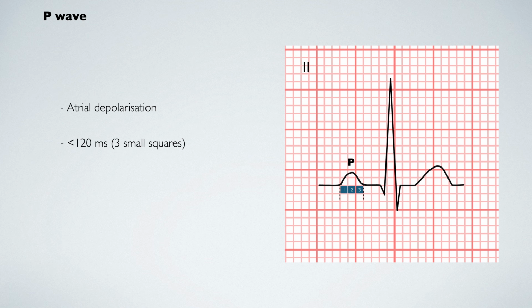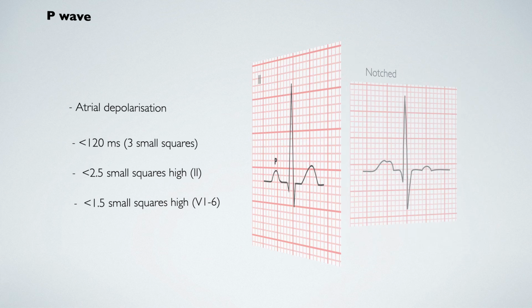The amplitude of the P wave should be less than 2.5 small squares in lead 2 and less than 1.5 small squares in V1 to 6. To assess the amplitude, draw a line at the apex of the P wave and then count the small squares from the isoelectric line upwards. Here we are just shy of 2 small squares.